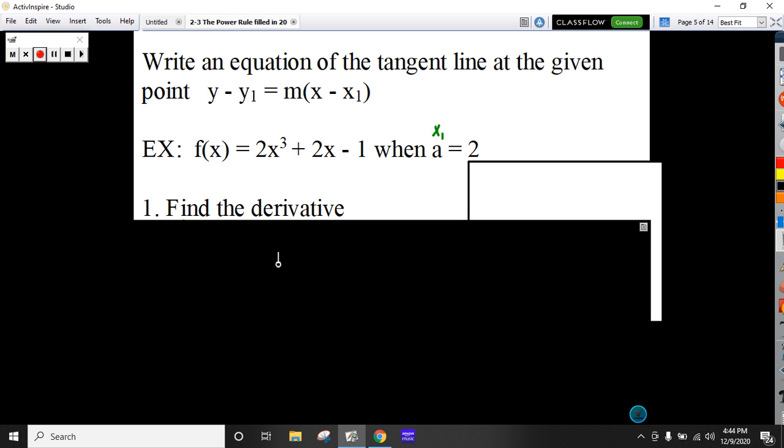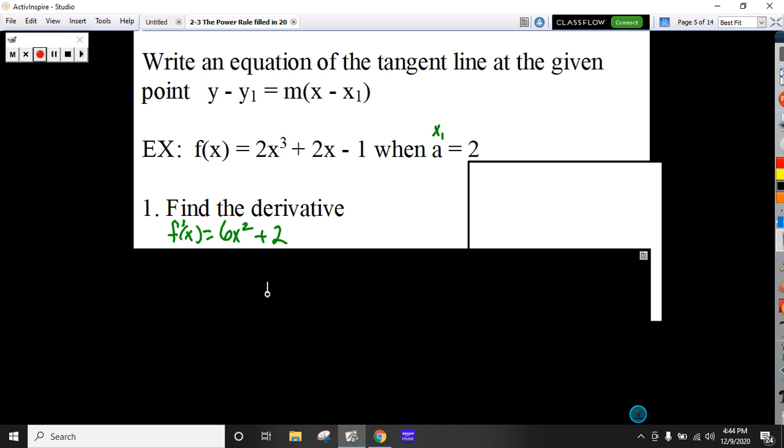So the first thing you do is find the derivative of this. So that's where the 6x squared plus 2 comes in. Because again, you take the 3 times the 2, which is 6, subtract 1 from the exponent, there's our squared, and then we add 2, so there's our derivative. So that's the first step.